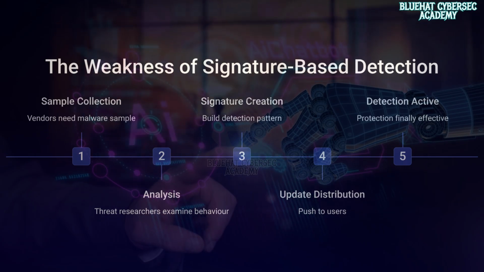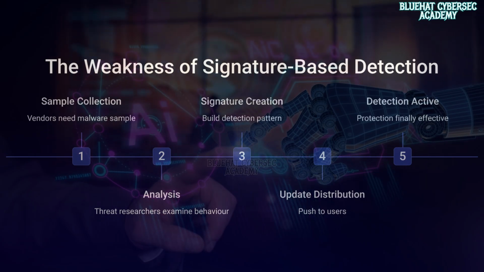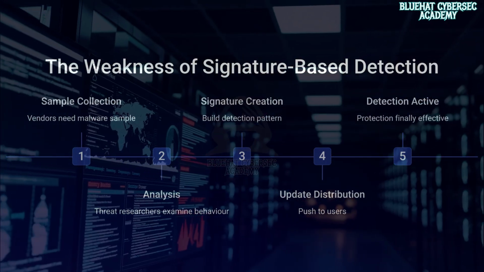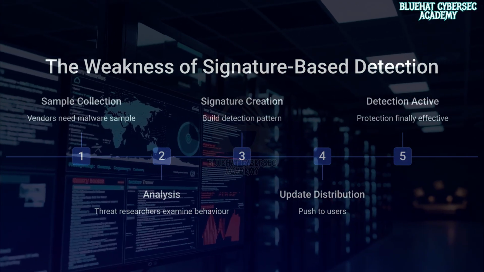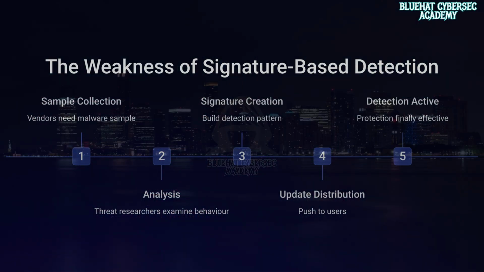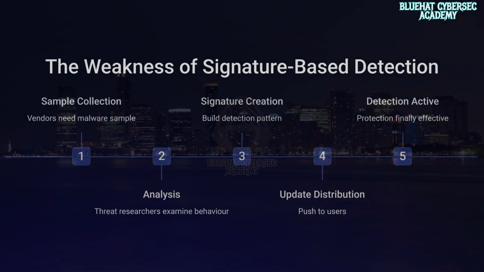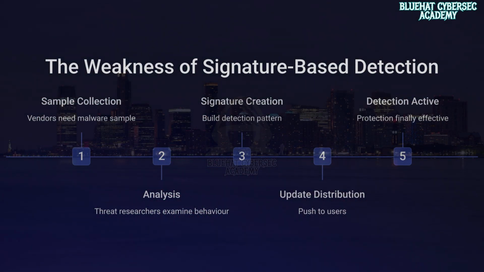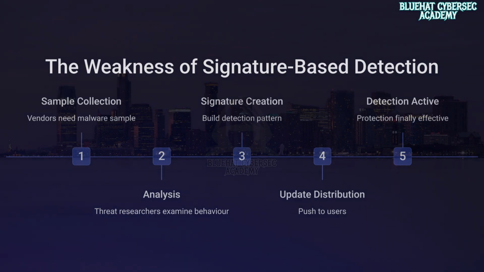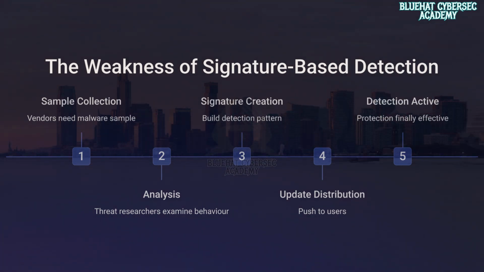Signature detection is reactive by nature. Before an antivirus product can reliably detect a threat, vendors usually go through a cycle. First, they need a malware sample. Then they analyze it. Then they build a signature. And finally, they push updates to users. Only after that does detection become effective. Now pause for a moment, because attackers do not wait for that cycle to finish. They exploit that delay every single time.